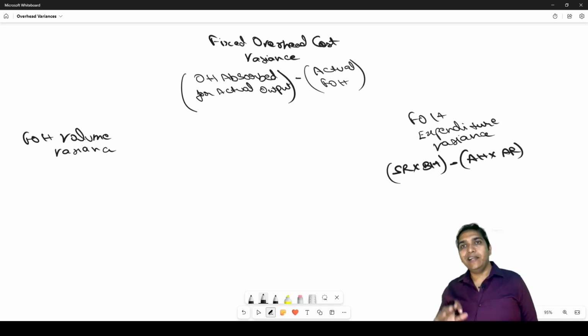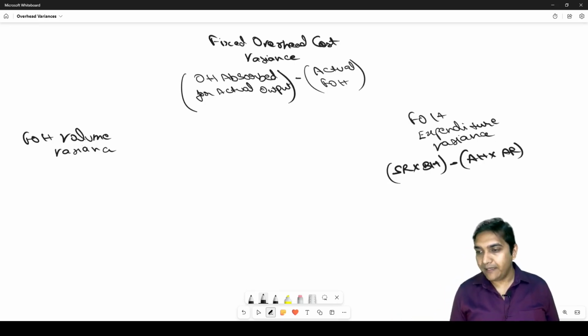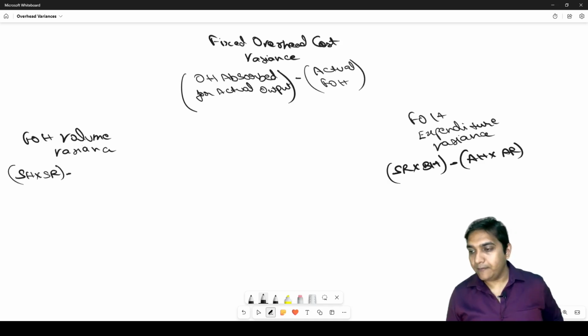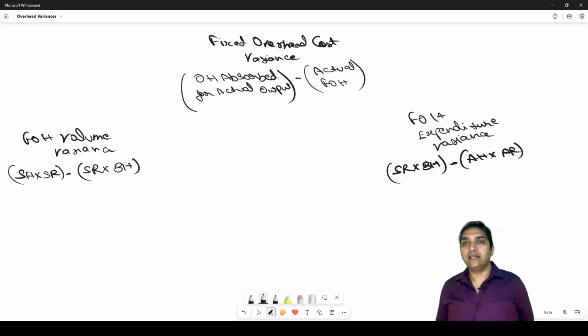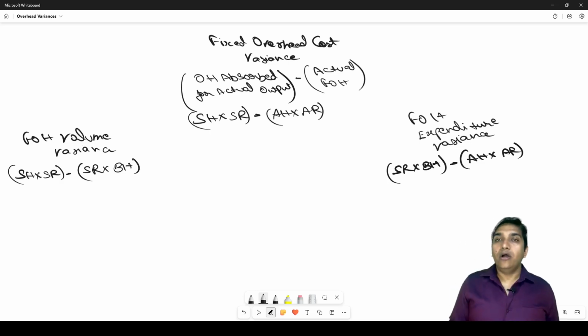We take standard rate into budgeted hours minus actual rate into actual hours, and when we come to volume, it is standard hours into standard rate minus standard rate into budgeted hours. And if you have to write the overhead cost variance in a similar way, it would be standard hours into standard rate minus actual hours into actual rate.